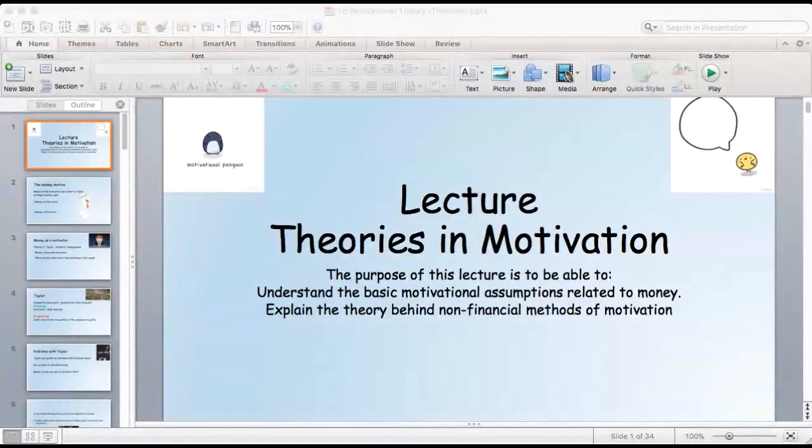Okay, so the purpose of this particular lecture is to be able to understand the basic motivational assumptions related to money, as well as going a little bit further in more depth to say what is the theory behind non-financial methods of motivation. So not only are we looking at money as a motivator, but other different things that could motivate us.